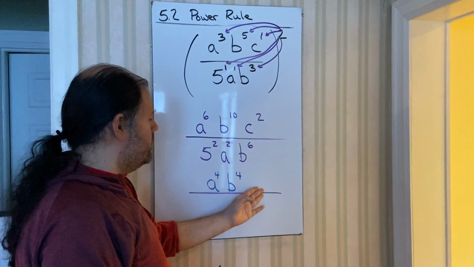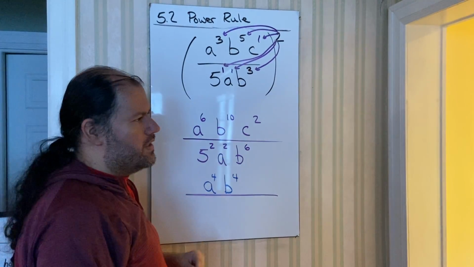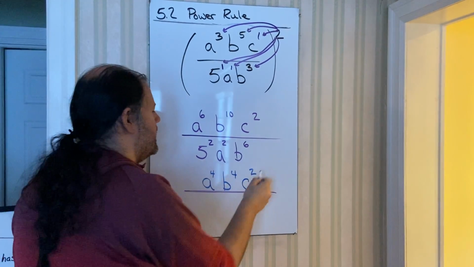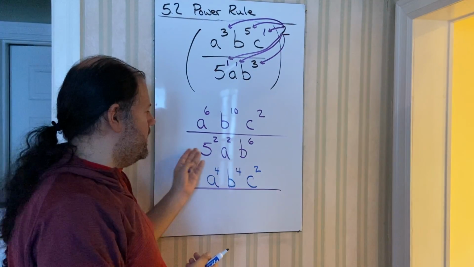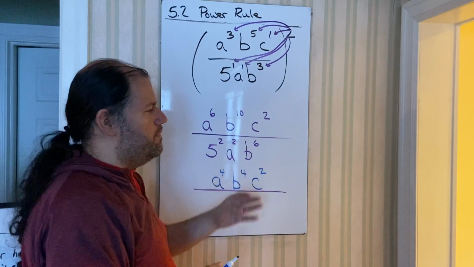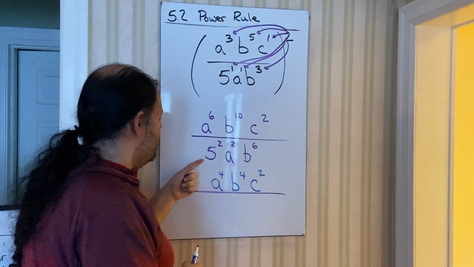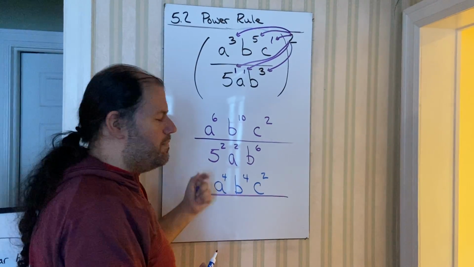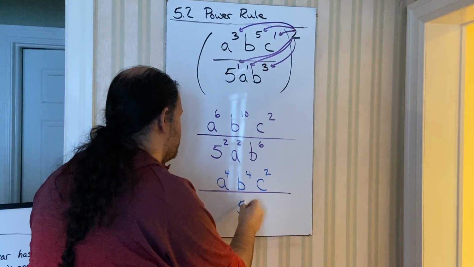Now notice that there's no C's besides this upper corner. So you got to keep that C on the top, and it still stays 2 because there's nothing at the bottom to cancel it out, and there's no C's on top to combine them with. Notice this 5. There's no other bases that are 5s. So it was found on the bottom, stays at the bottom.